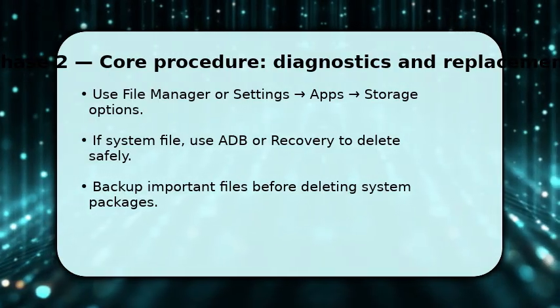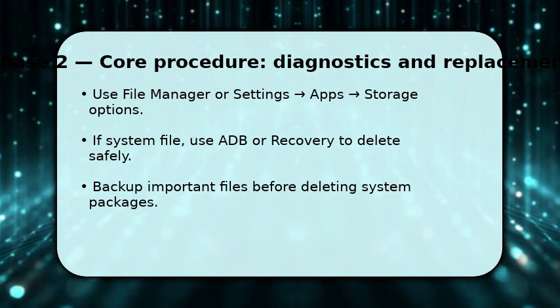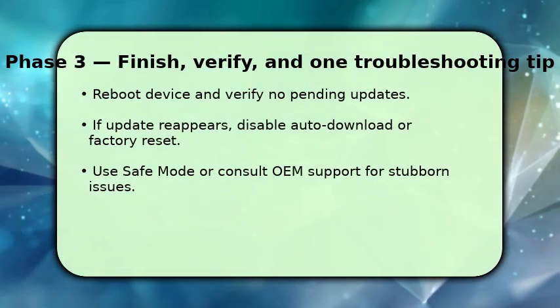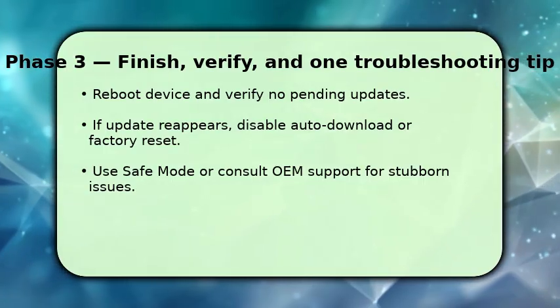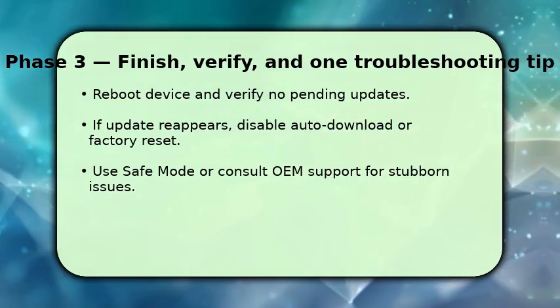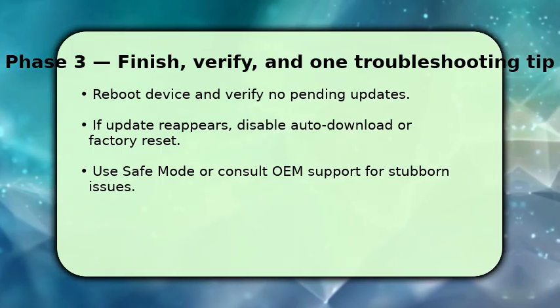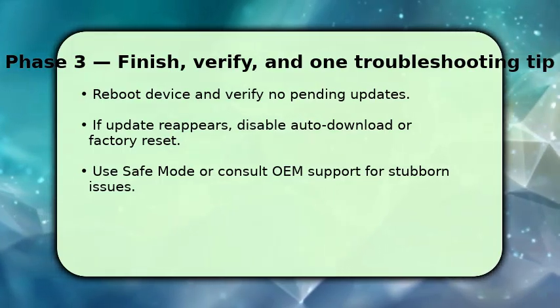Only finish by rebooting and checking settings > system > advanced > system update to confirm nothing is pending. If the update reappears, go back and disable automatic downloads in system and carrier apps, or remove the update in recovery and then wipe cache partition.